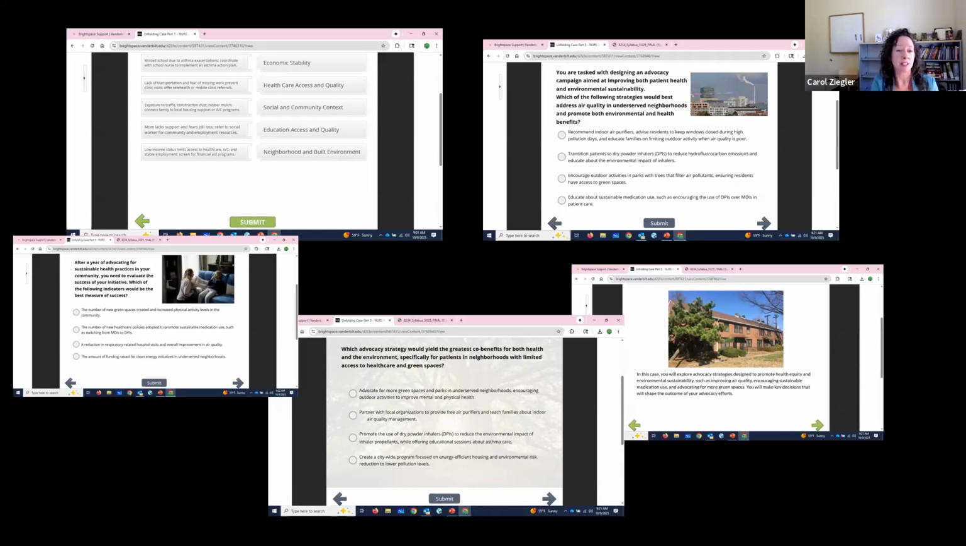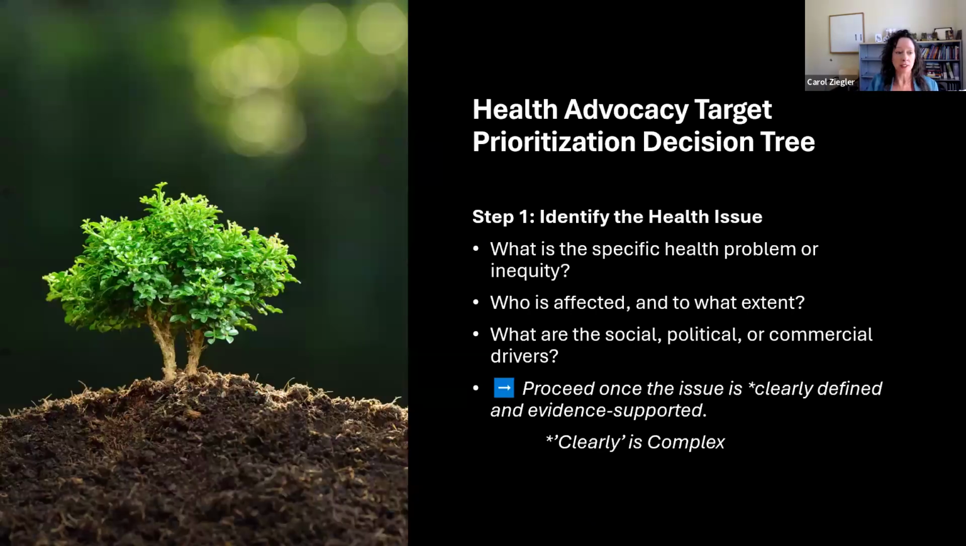The content within the case describes different strategies and links to different sources so they can see how different things are or are not as impactful. So they really get exposed to a broad range of resources with this work. One of the other questions is, you are tasked with designing an advocacy campaign aimed at improving both patient health and environmental sustainability. Which of the following strategies would best address air quality in underserved neighborhoods and promote environmental and health benefits? So they really start to think about how you operationalize these strategies to really move the needle on health within this very hyper-local context.